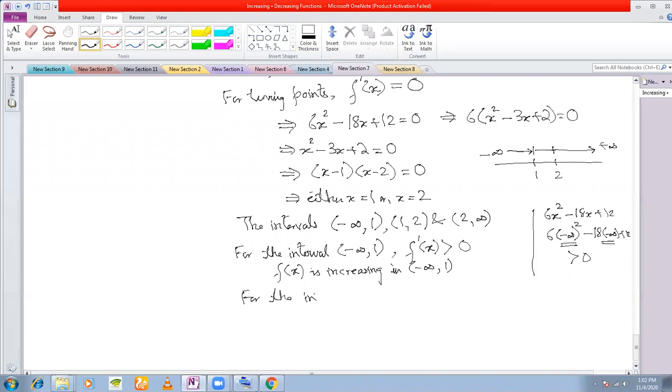You consider the next interval, for the interval 1 to 2, f dash x. Now consider any value between 1 and 2. Try to consider values that are very close to 2 and greater than 1, just less than 2. Say I consider 3 by 2. The 3 by 2 is not very close. Say you consider a value that is very close, let's say I consider a value that is 1.9, that is less than 2 but very close to 2. Or you can also consider a value like 1.1 also. Understood?